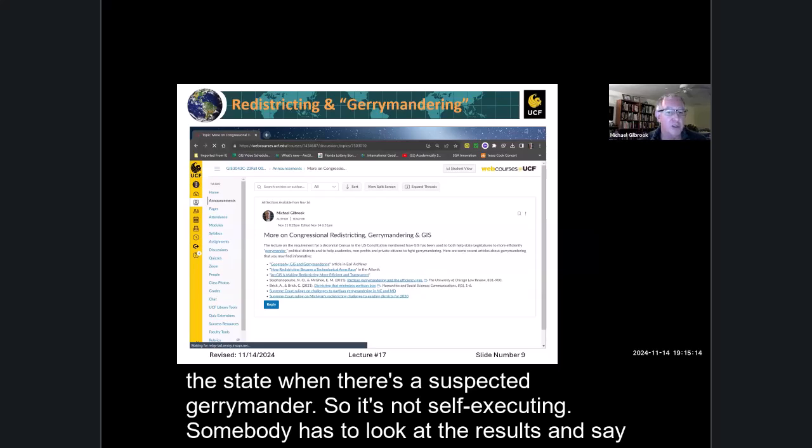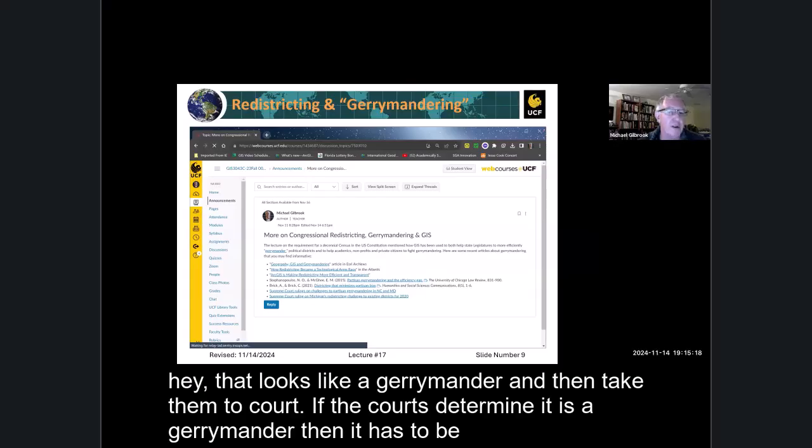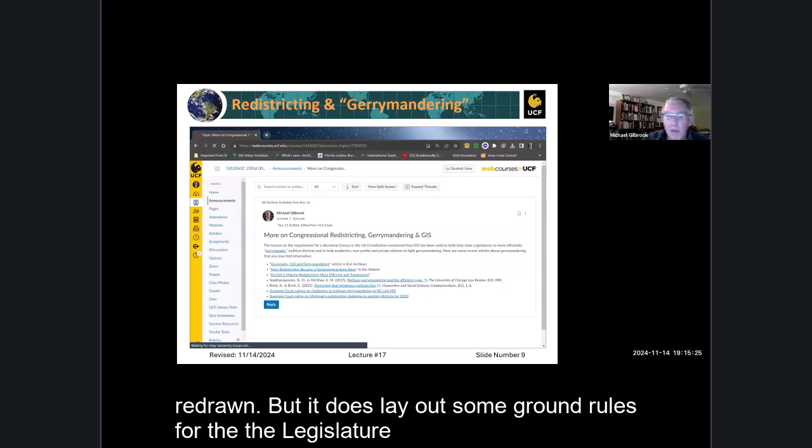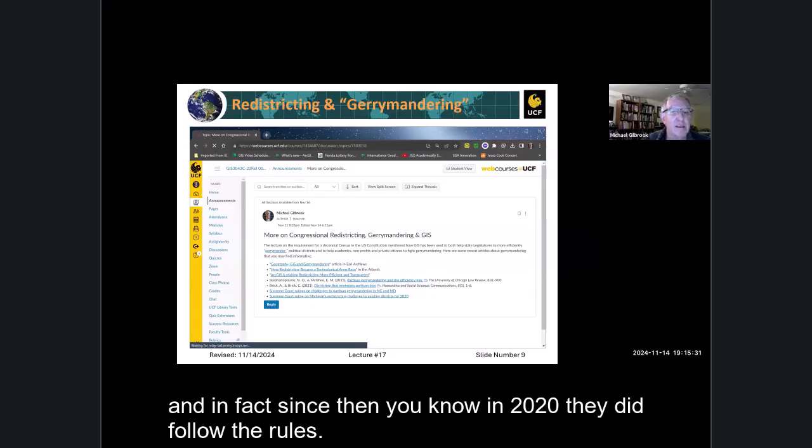So it's not self-executing. Somebody has to look at the results and say, hey, that looks like a gerrymander, and then take them to court. If the courts determine it is a gerrymander, then it has to be redrawn. But it does lay out some ground rules for the legislature. And in fact, since then, in 2020, they did follow the rules.